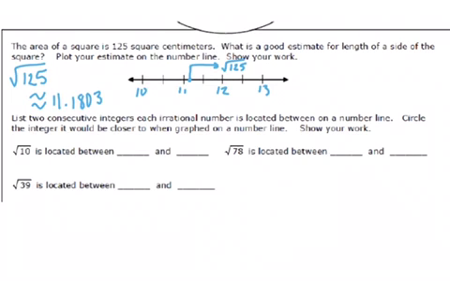Okay, the next part says list 2 consecutive integers each irrational number is located between on a number line. Circle the integer it would be closer to when graphed on a number line. All right, so that's important that we need to circle the integer it's going to be closer to. So the square root of 10, if you put that in your calculator, you're going to get 3.16228. So the integers it's between are 3 and 4. So you pick the 2 whole numbers on either side. And so 3.16 is going to be closer to 3 than it is to 4.